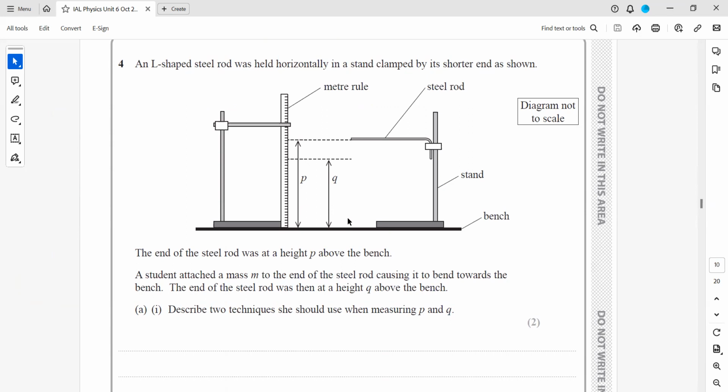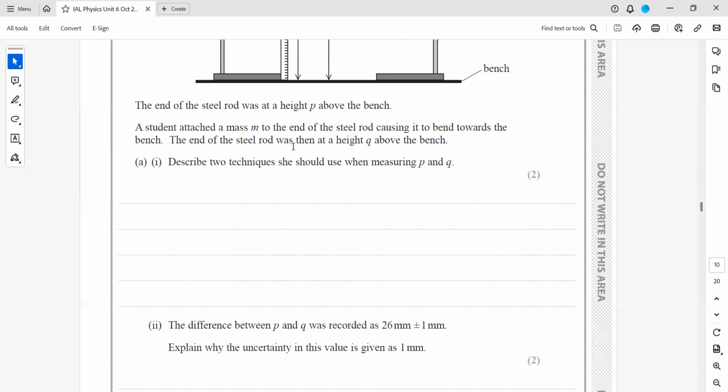Next is question 4. We have an L-shaped steel rod which is held horizontally in a clamp stand by its shorter end, as you can see here. The end of the steel rod is at a height P above the bench. The student attaches a mass M to the end of the steel rod and that causes it to bend towards the bench. The end of the steel rod was then at a height Q. So this is at a height Q now.